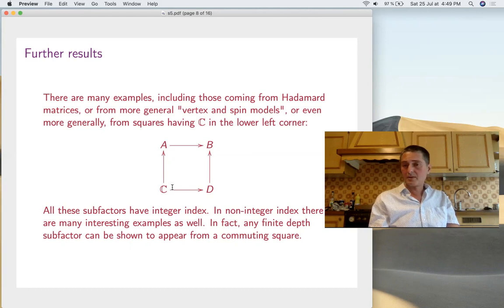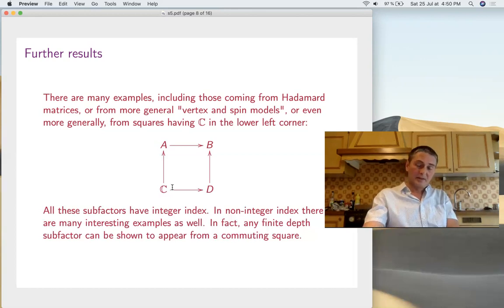In fact, you can prove that, once again, Popa, that any finite depth factor appears from a commuting square. Why? Because the commuting square comes somehow from the Bratteli diagram, which starts at a certain point. That's what finite depth means: that the principal graph is finite. So out of that graph, if you want to compute such a commuting square, and since I was already telling you that the graph determines the factor, the commuting square determines the subfactor, and actually the subfactor can be recovered via this procedure. So very interesting. Of course, all this is in the hyperfinite case.